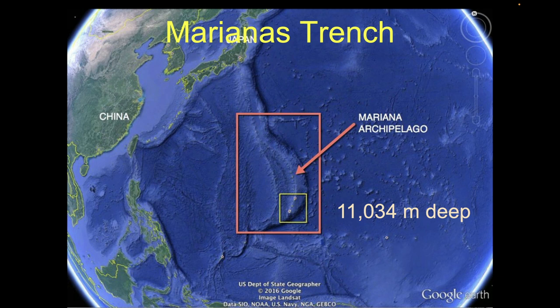We haven't talked about this yet, but the average depth of the ocean is about 4 kilometers, right? So the average depth of the abyssal plain is about 4 kilometers. This is way deeper, right? This is a big giant hole cut in the bottom of the ocean. Humans have only been there twice.